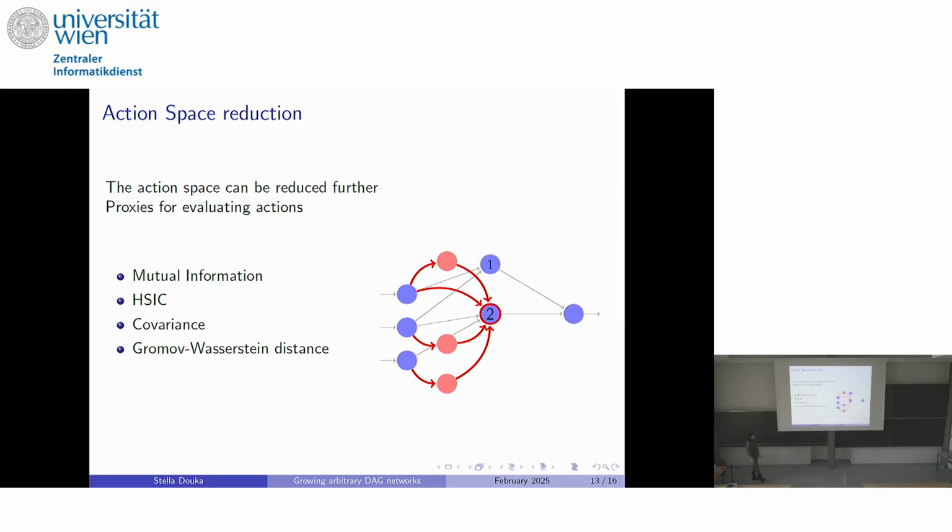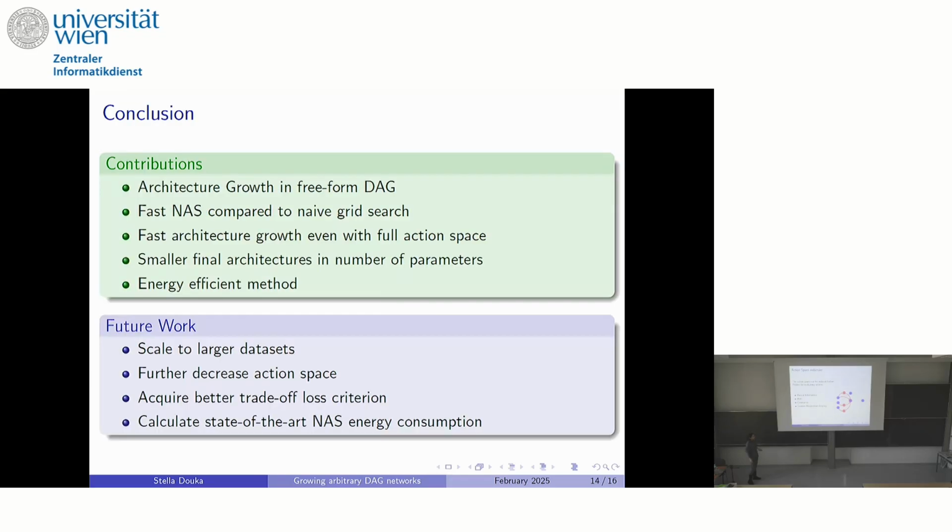Also, mutual information is sometimes hard to calculate, so we're also thinking about the Hilbert-Schmidt independence criterion. We could use covariance metrics in order to do this, or we could even use the Gromov-Wasserstein distance, because what's important here is that these two are not in the same metric space, so we cannot directly compare them with distances. So this is a detail that we have to take into account in order to avoid making mistakes here. But this is the overall goal, to reduce the action space as much as possible, because as we saw before, it scales exponentially with the energy consumption.